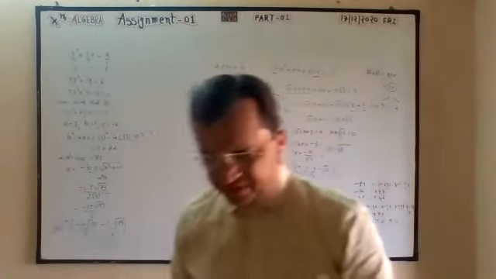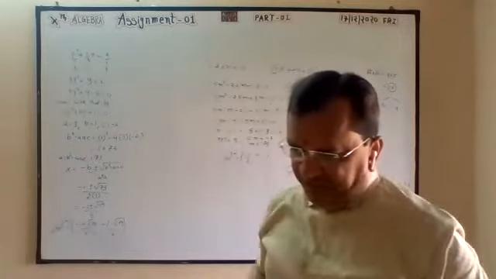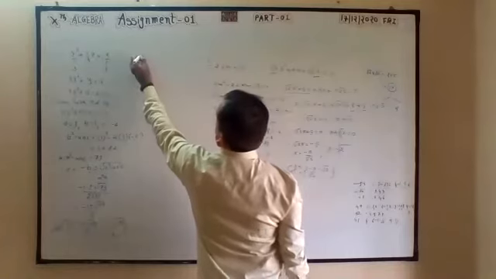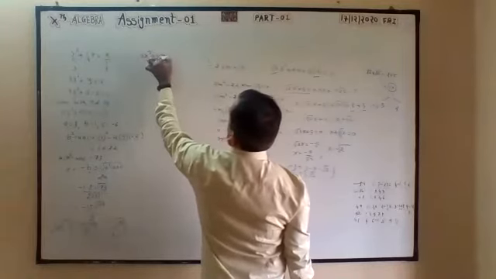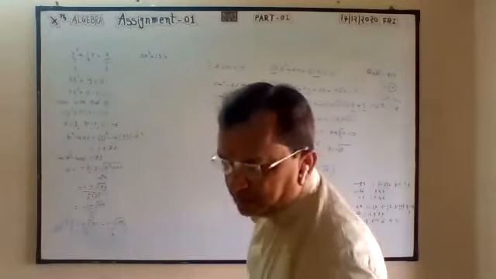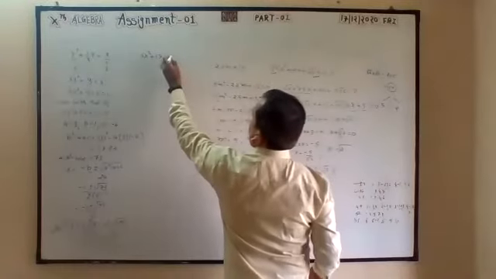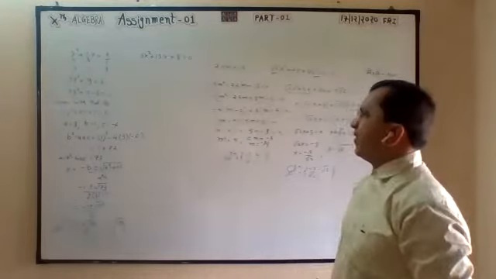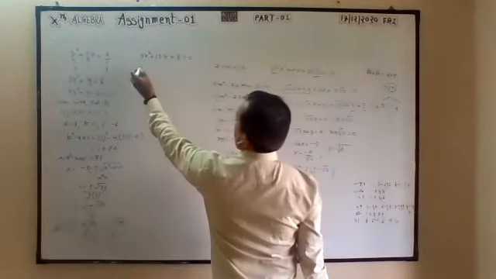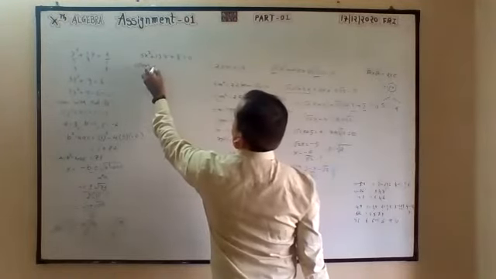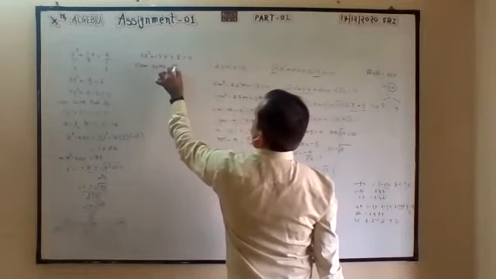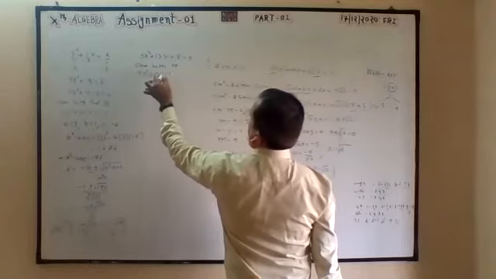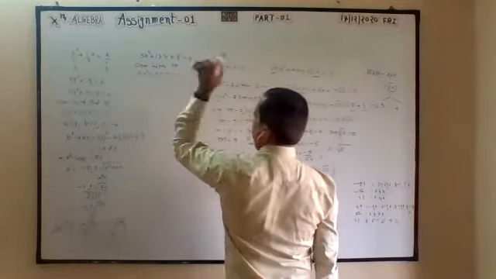Exactly the same. Next, 5x square plus 13x plus 8. So, comparing with equation ax square plus bx plus c is equal to 0.